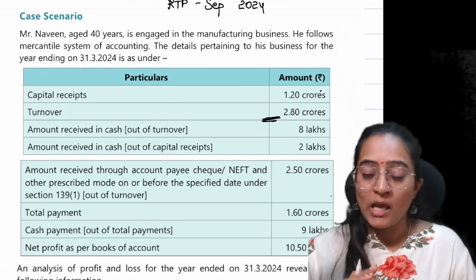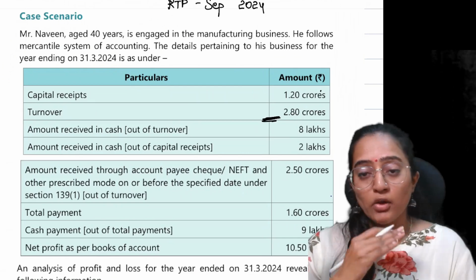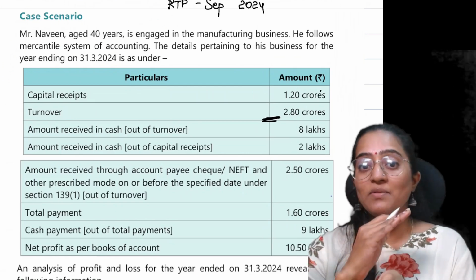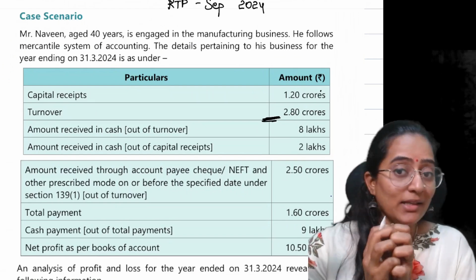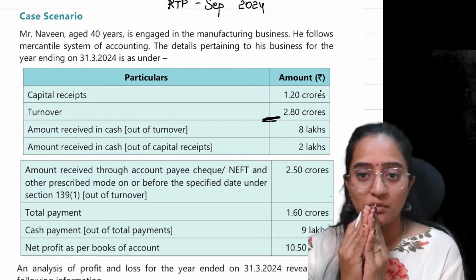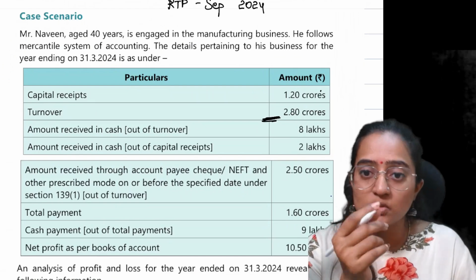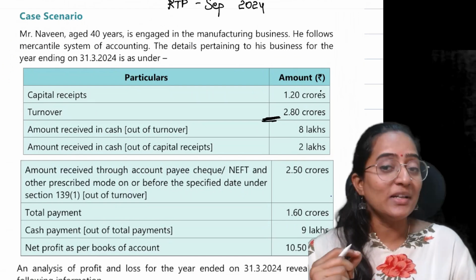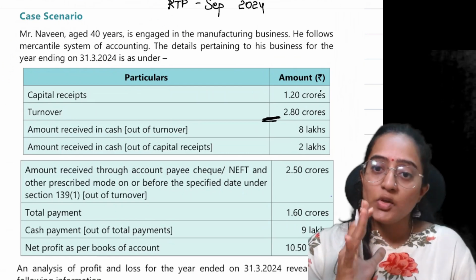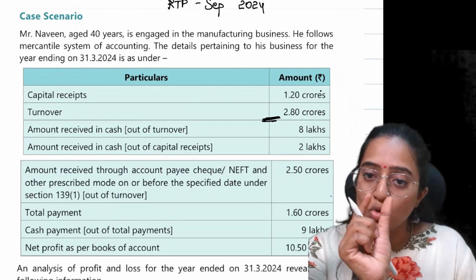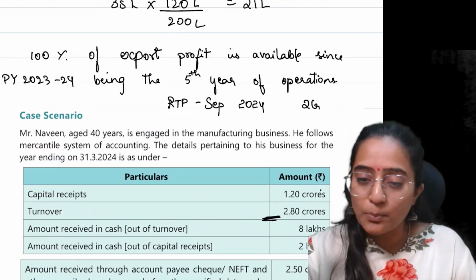It's correct only. But there's a provision inserted under this section, which states that if the cash you are receiving from the turnover does not exceed 5% of your total turnover, then you can consider the 2 crore criteria to be 3 crore. Your concept was up to 2 crore rupees.